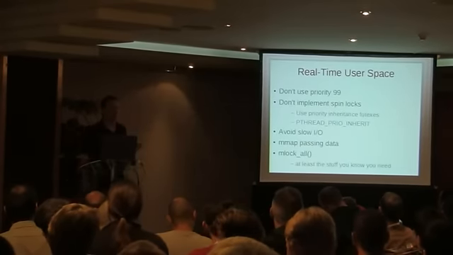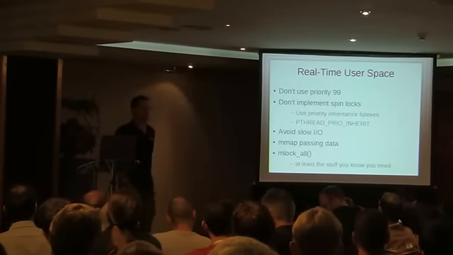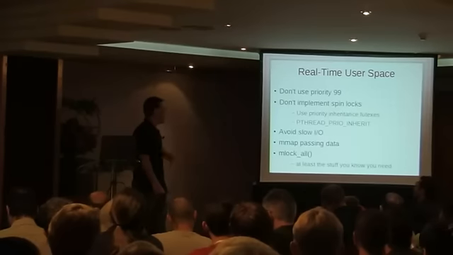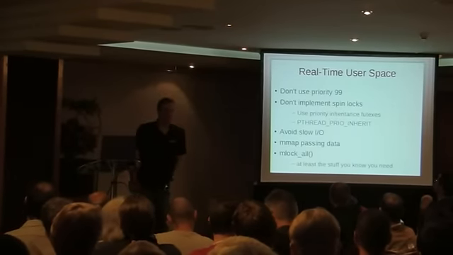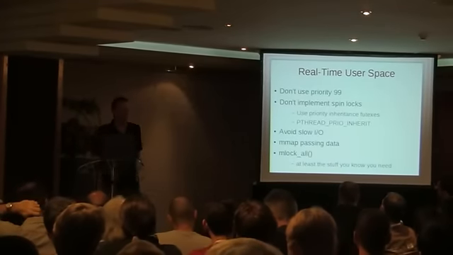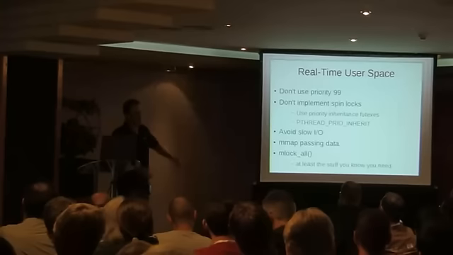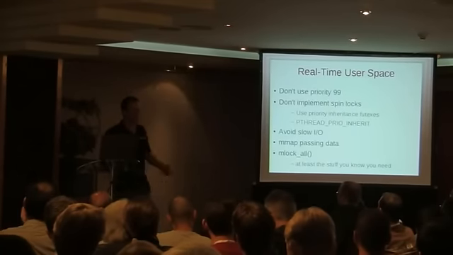I threw this slide in at the last minute because I realized in my abstract I said I'd talk about real-time user space. Don't use priority 99. Your task is probably not the most important task in the system, even though you really think it is. Use 89 or something like that. 99 just causes problems.